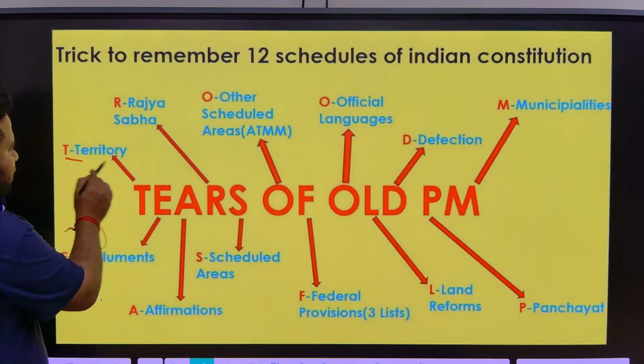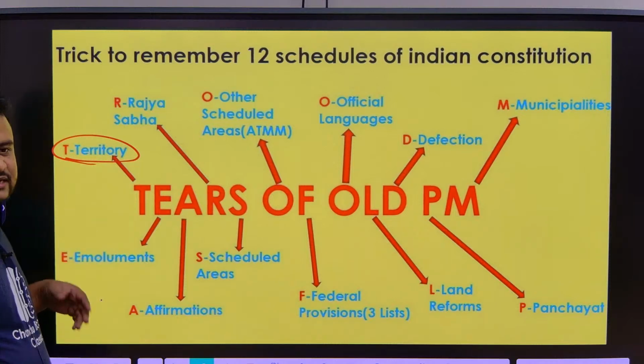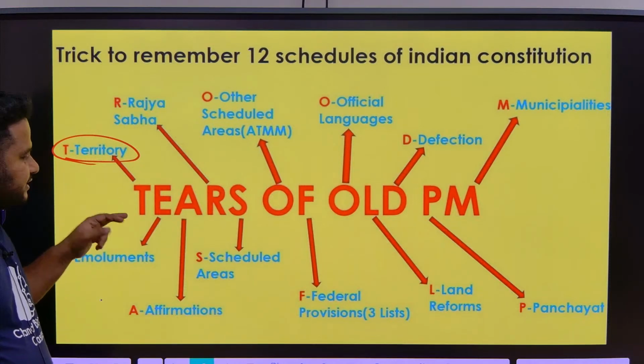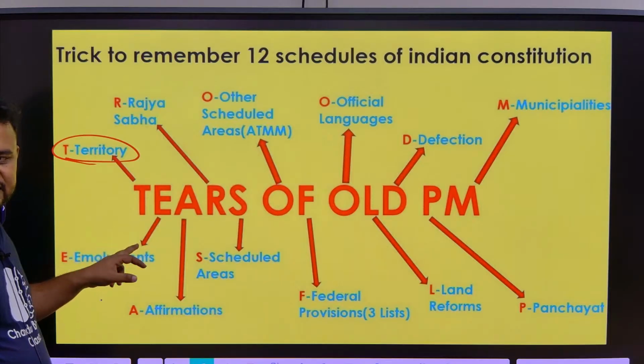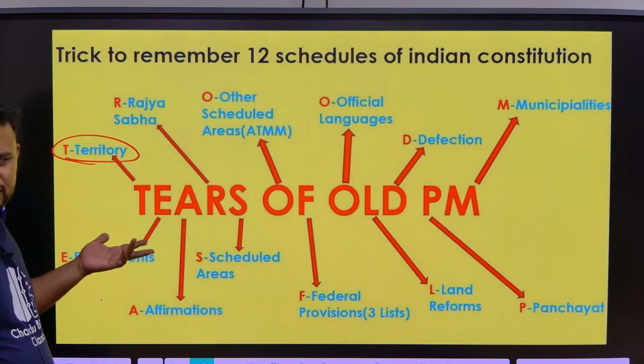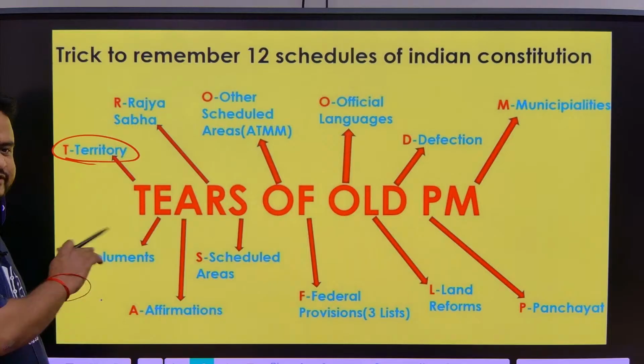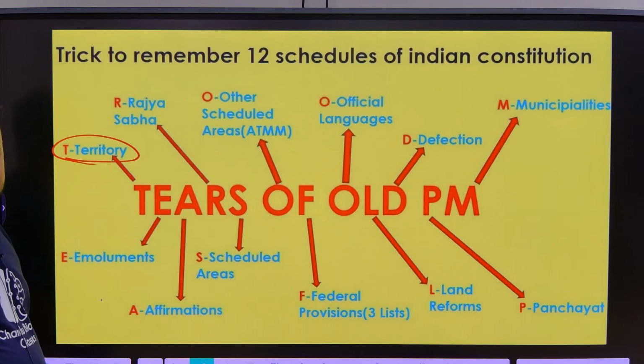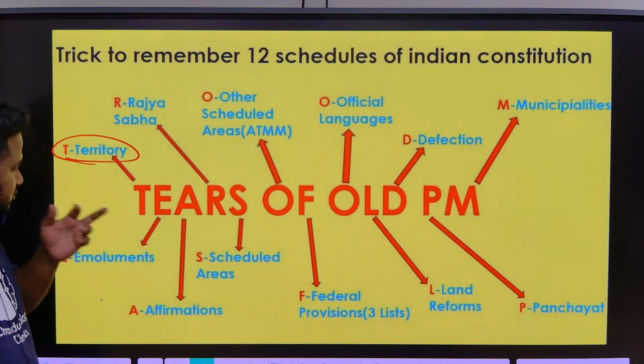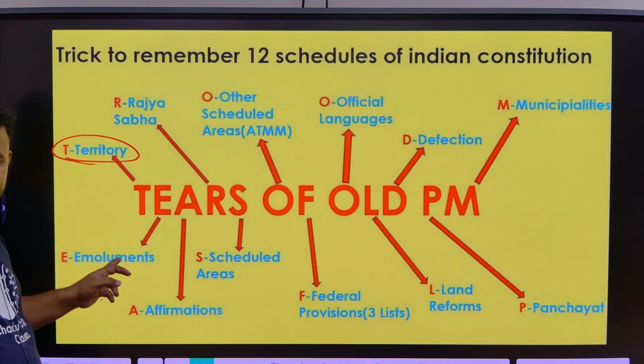T, it is talking about what? Territory. Territory means what? State, list of state and its territory. Okay. E means what? I told you, emoluments and salaries. I will share it with you, no need to write down. Anything important which is not there here, when I say that you write down, everything not required, just listen. So, E means what? Second schedule, emoluments and salaries.